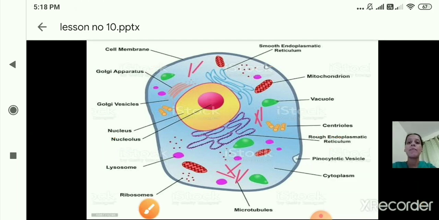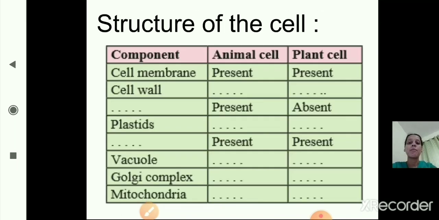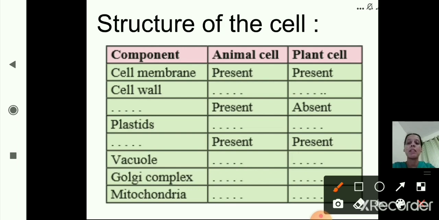Now we will see the components of, okay, first we will see the structure of the cell. As you can see here, the components are given. We will identify whether it is present in plant cell and animal cell. Okay, so now as you can see here in the table, the components are given, and animal cell and plant cell, we will identify whether it is present or absent. Okay, so first one, cell membrane. This is the first component, cell membrane. It is present in animal cell and it is present in plant cell. Just now we have seen animal cell and plant cell. So cell membrane is present in both animal cell also and plant cell also.